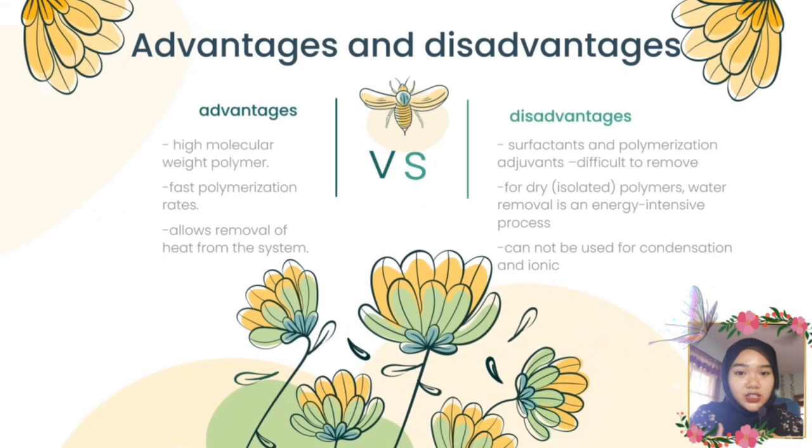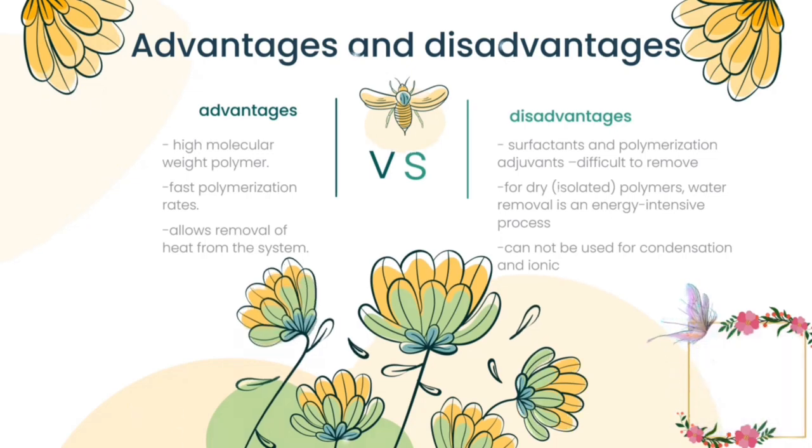Advantages and disadvantages of this addition polymerization. Number 1 for the advantages, it gives high molecular weight polymer, and it can have fast polymerization rates. And lastly, it allows removal of heat from the system. Next, the disadvantages: the surfactant and polymerization adjuvants are difficult to remove. And next, for drying, its removal is an energy-intensive process. And lastly, it cannot be used for condensation and ionic processes.